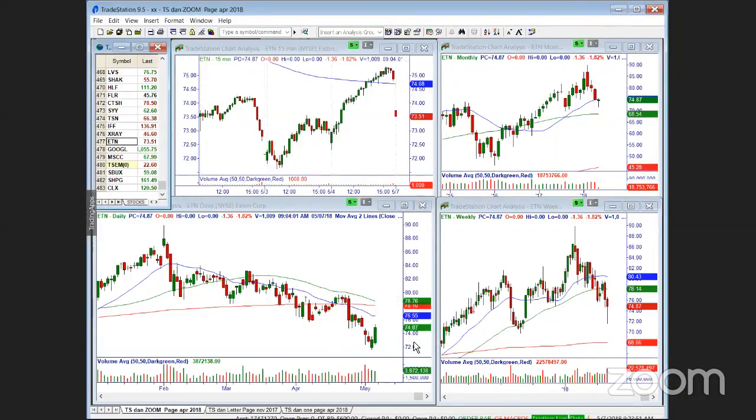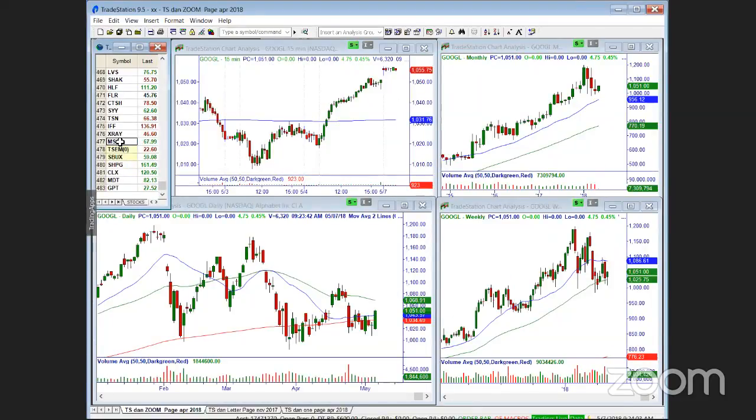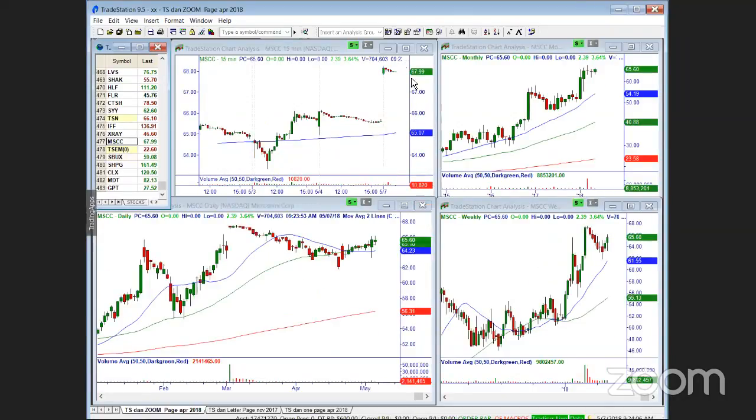ETN 73.50. And a downtrend on the daily. It's a mess. I like some of these other ones better. Google, we're already in. MSCC, nice bullish gap, 68 bucks. It's gapping right here, but it's holding well. And that's a very bullish monthly. And it's a buy setup on the weekly from last week, so it already triggered. So it'd be a continuation of a buy setup on the weekly. This one looks good too. I'm going to see how that sets up.